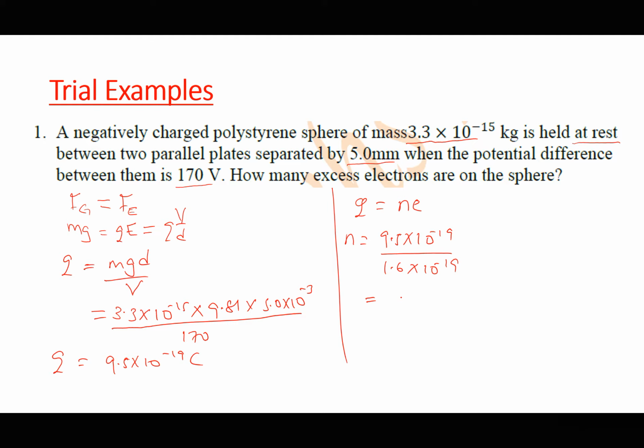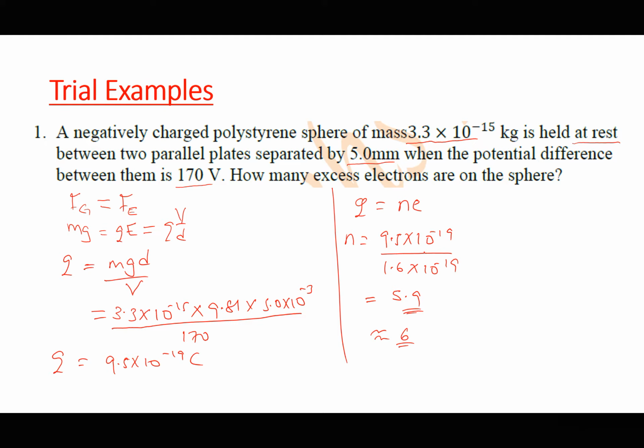When we press our calculator, we have 5.9 excess electrons. But because we cannot have 0.9 excess electrons, we shall round this off to 6 excess electrons. So the number of excess electrons is approximately 6. The discrepancy must be due to experimental inaccuracies or rounding-off errors. We have been working to only two significant figures, as you can see. But maybe if we could work to more significant figures, we would get n as a perfect whole number.